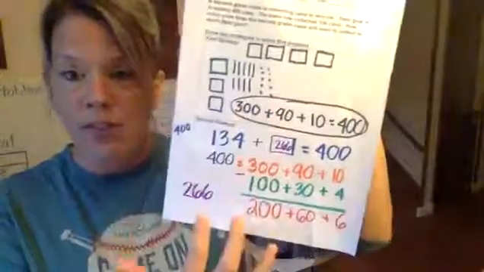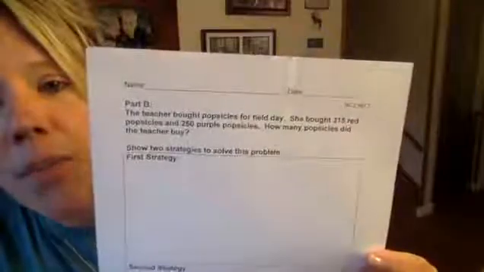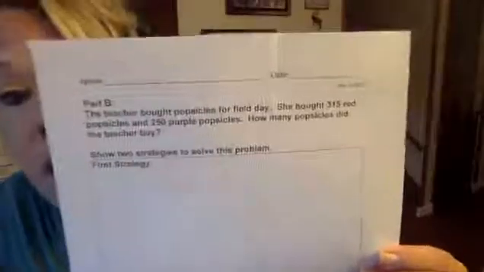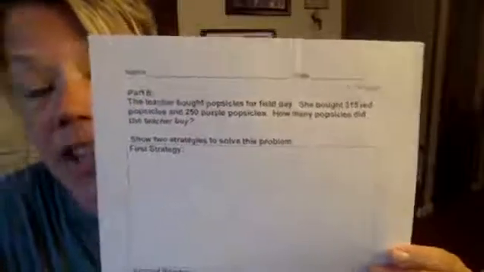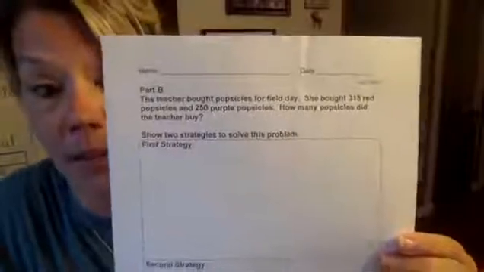So last week and yesterday we did this problem and we showed 2 different strategies. Today we have a new problem. I'm excited. And I've decided I'm going to use a different strategy that I didn't use yesterday or last week. So here we go. The teacher bought popsicles for field day. We had virtual field day. I hope your school did that too. She bought 315 red popsicles and 250 purple popsicles.